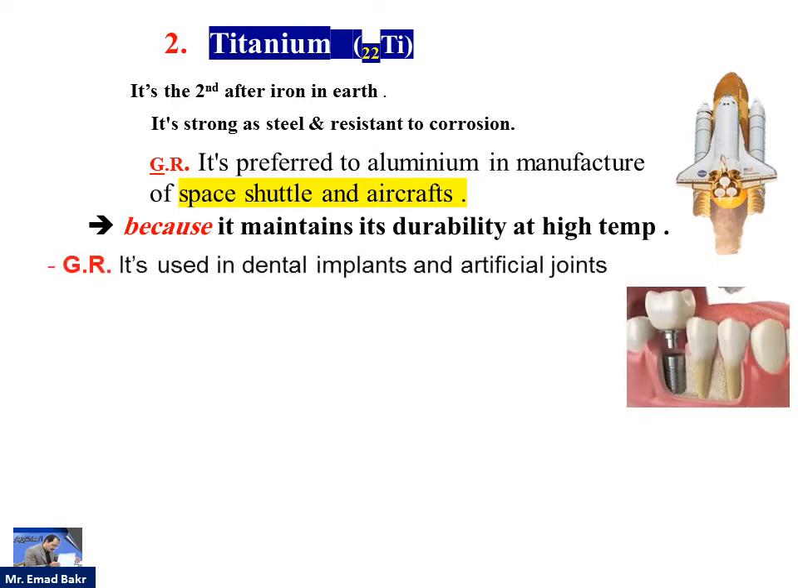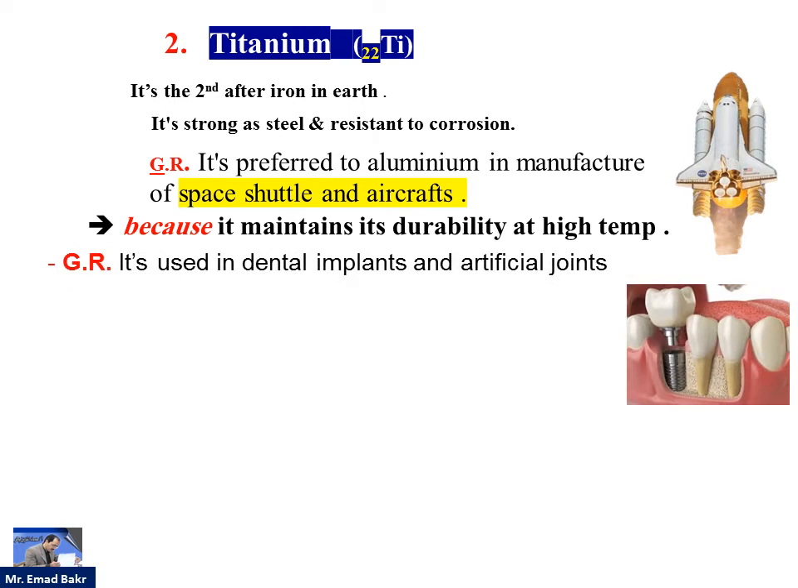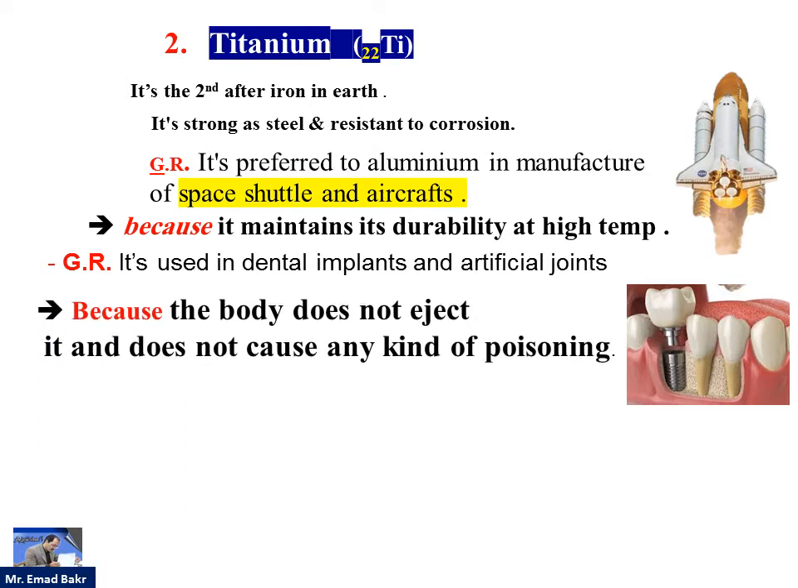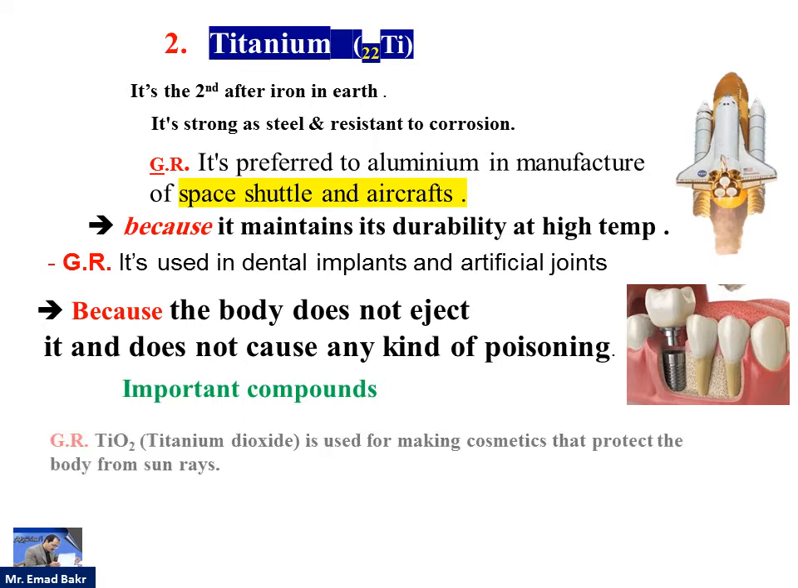Next, give reason, it's used in dental implants and artificial joints, في زراعة الأسنان والمفاصل الصناعية. This is titanium. Why? Because the body doesn't eject it, ما بيطردهاش, and doesn't cause any kind of poisoning, ولا يسبب أي نوع من السموم. Next, what are the important compounds of titanium?